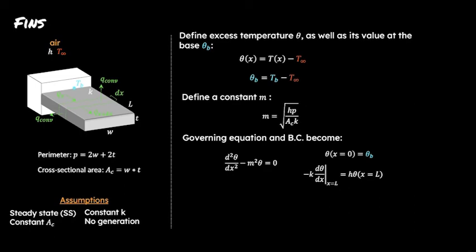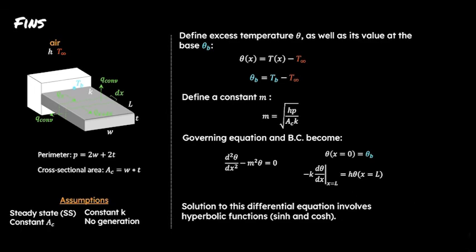If we look at this governing equation, what it's saying is that the second derivative of a function must be equal to a constant squared times the function itself. That's what will satisfy this governing equation. The solution to this differential equation must involve hyperbolic functions. These are sinh and cosh. Note that sines and cosines do not satisfy this equation. That would be off by a negative sign.